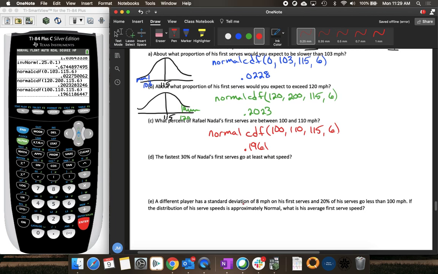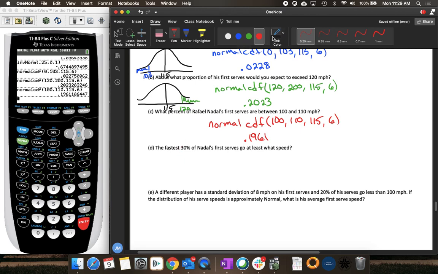All right. Now this last part is going to be a little bit different. So it says the fastest 30% of his serves will go at least what speed. So now we know what the percentage is, but we don't know what the actual value is. So when we're looking at this curve, and again centered at 115, the fastest 30% would be an area over here. So we've got this area of 30% that's the fastest. And we really want to know what is this z-score, or really not even z-score, but what is the value there. So rather than using z, I'll just use x. So we want to know what number would leave us with 30% above.